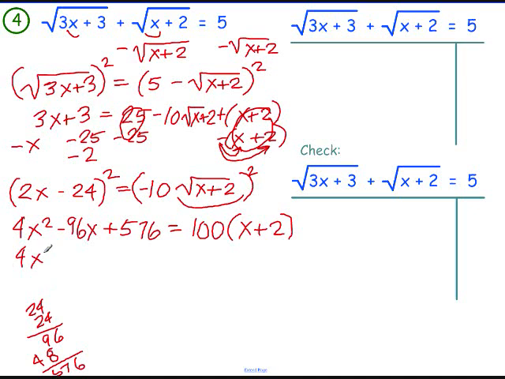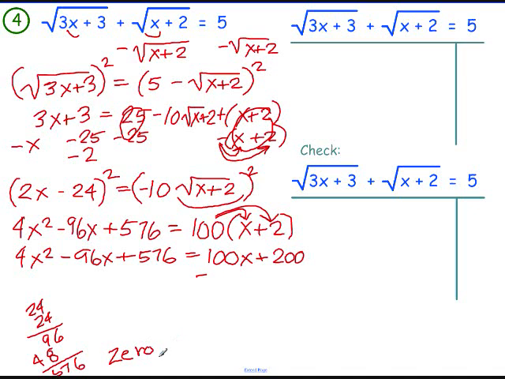4x squared minus 96x plus 576 equals, now I'm going to distribute this 100. Now you can pause at any time, because I can imagine that this one you'd like to take a breather. So I'm going to subtract. Remember, when we've got a quadratic, we want to use the zero product property.